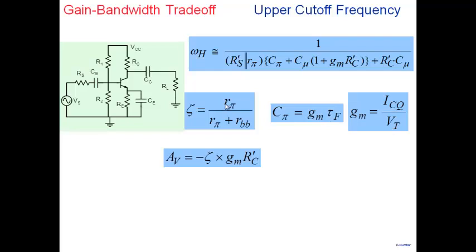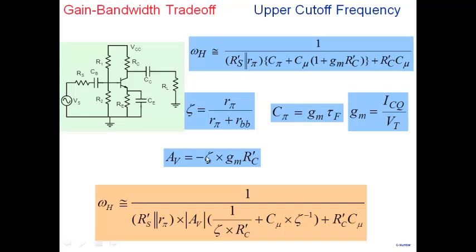Remember we discussed in the last lecture that gain is a little bit lower than GM RC dash because of the drop across RBB. So that's this particular term. And then what we can do is we can take these terms and rewrite this particular expression in terms of the gain, the magnitude of the gain here.